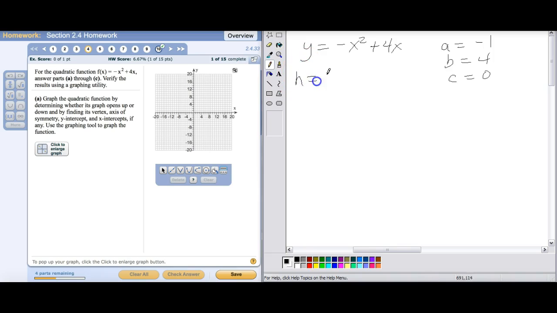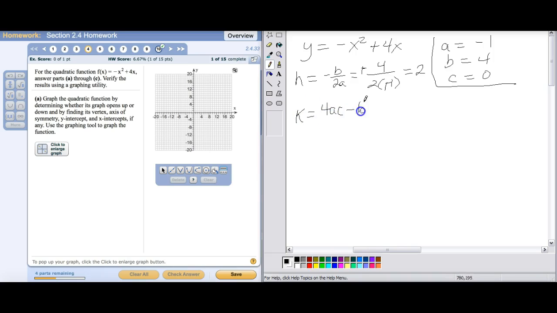So here our h is just minus b over 2a, which is minus 4 divided by 2 times negative 1. So negative times negative is a positive. 4 divided by 2 is 2. So we see here that h is 2.